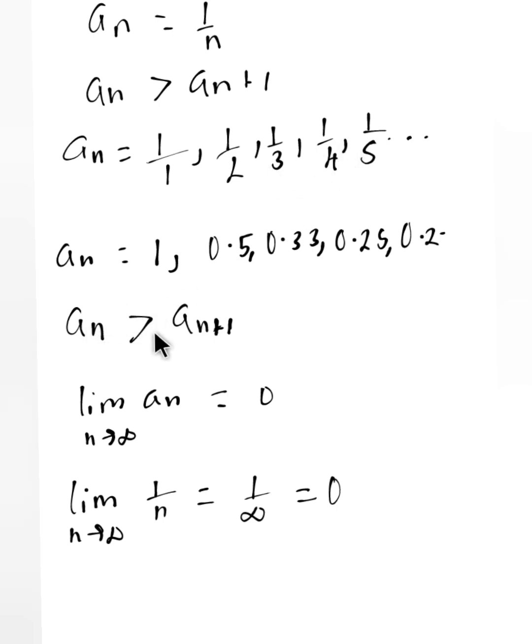That is, an must be greater than an plus 1. Now if this condition is true, that is condition 1, then we solve for the limit as n tends to infinity of that very sequence. And if the answer is 0, it means condition 2 is satisfied. If both conditions are satisfied, then the series is said to converge.